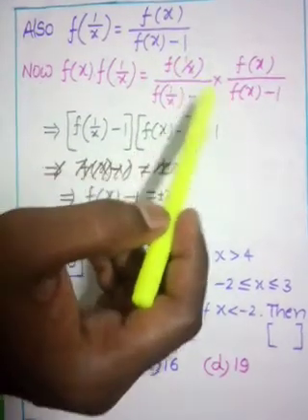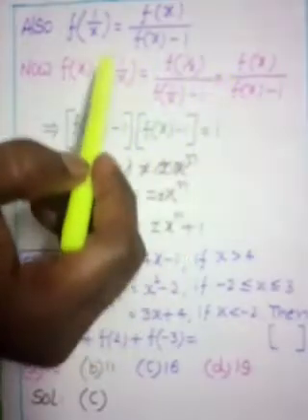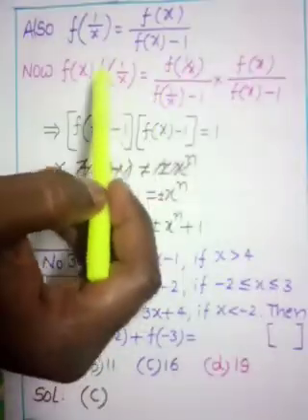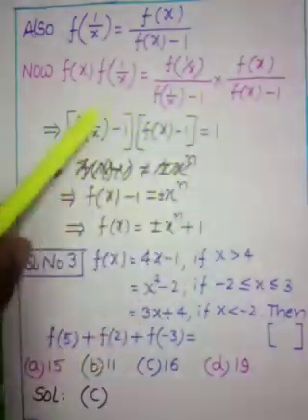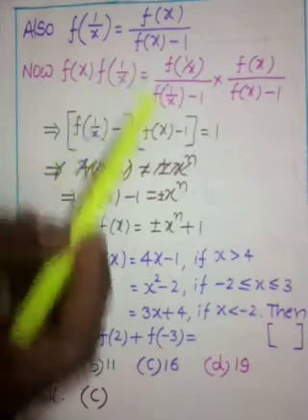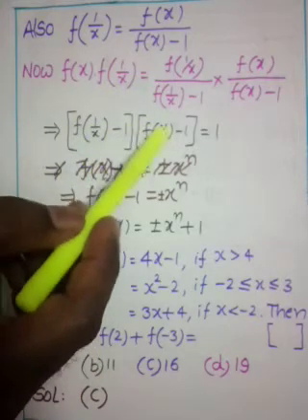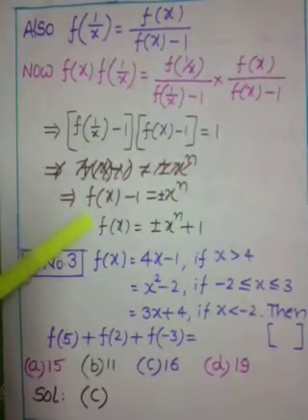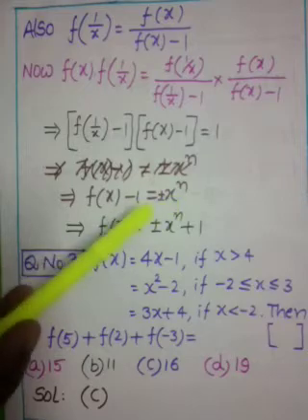f of x by f of x minus 1 into f of 1 by x by f of 1 by x minus 1. We found f of x in terms of f of 1 by x, and we are substituting f of x and f of 1 by x. By simplifying this equation, we get f of 1 by x minus 1 into f of x minus 1 is equal to 1. This implies f of x minus 1 is equal to plus or minus x power n.